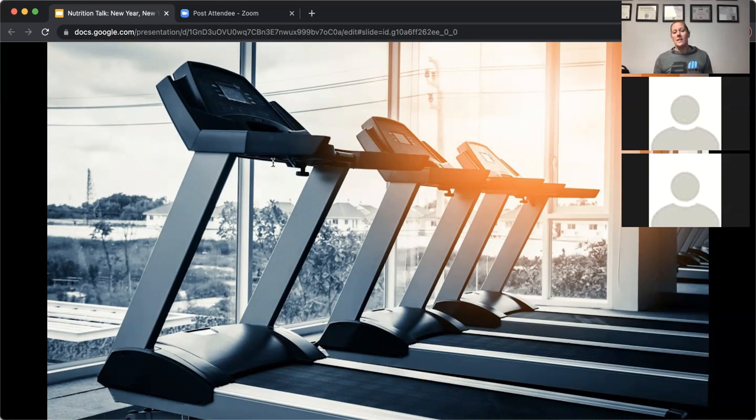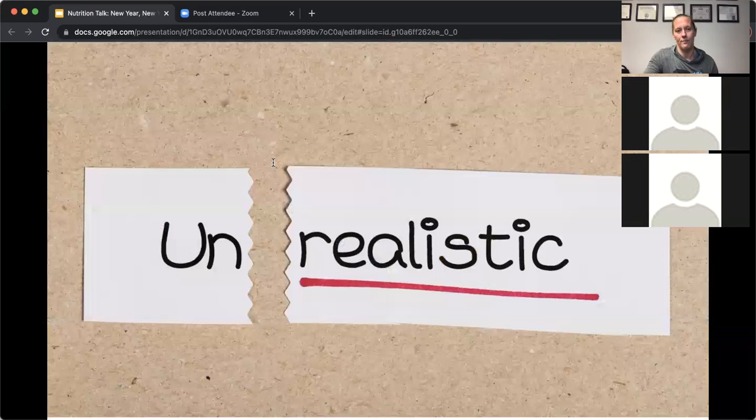Has something like this ever happened to you? Have you ever gotten super motivated only to find yourself completely forgetting about your resolution just a few weeks later? If you have, you are definitely not alone.